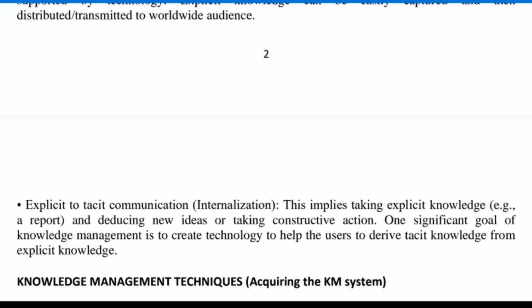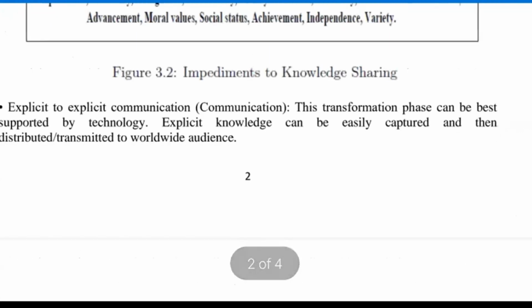Again, you see, when we are talking about this tacit word, this new idea is being constructed in the mind of the listener, and so again it is not codified. So from this explicit information, this tacit form is being generated.